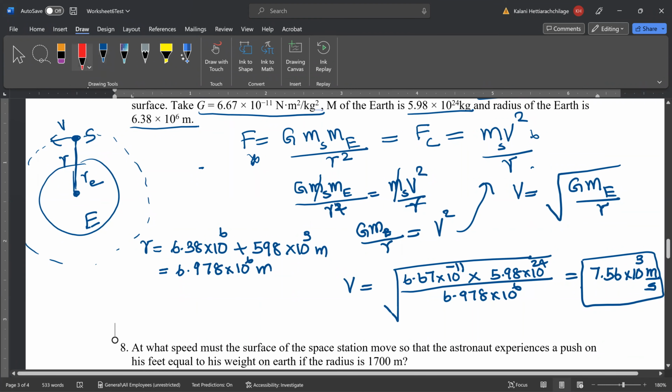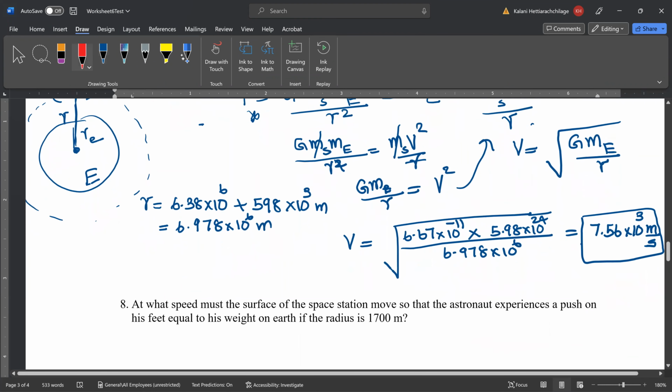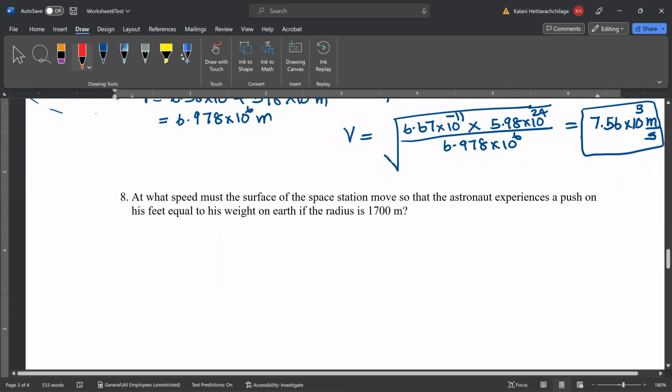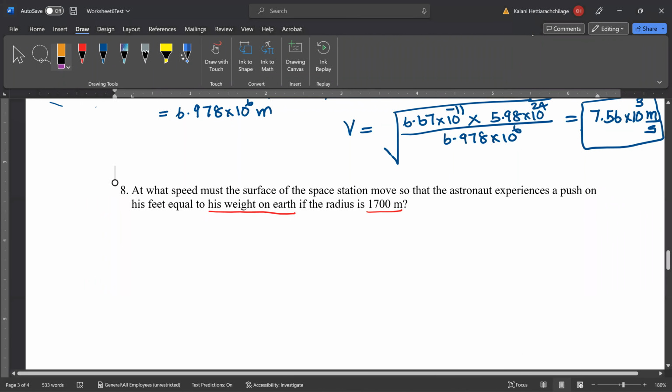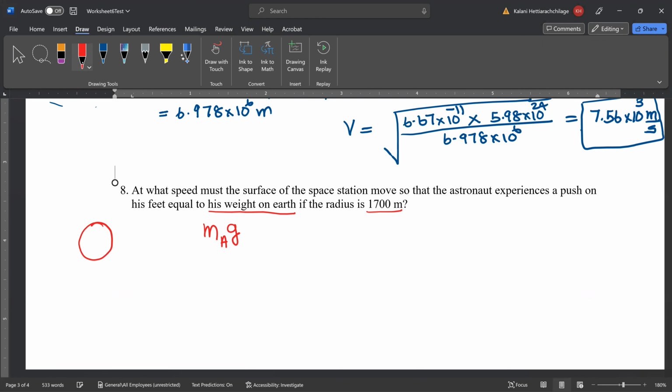You can always stop and watch the part in there. So I'm going to move into number 8. His weight on the earth will be the mass of the astronaut times g, right? So we have the astronaut somewhere here, to put in the weight, that will be m_a times g. So that is the weight, the force of gravity basically.